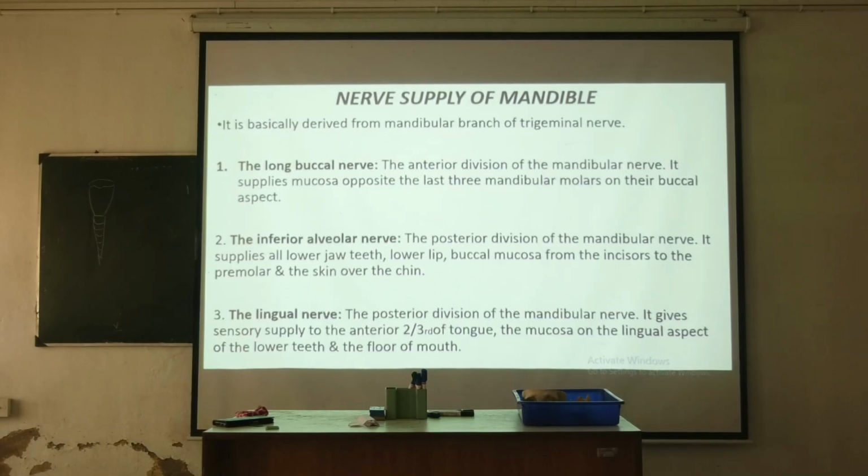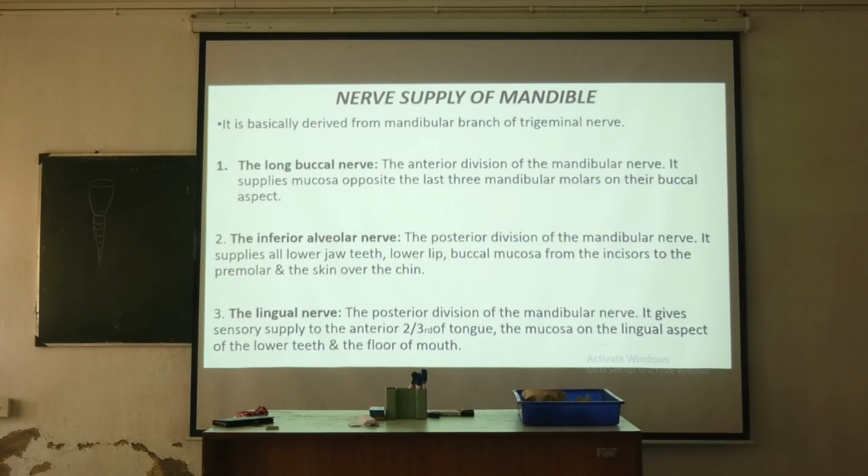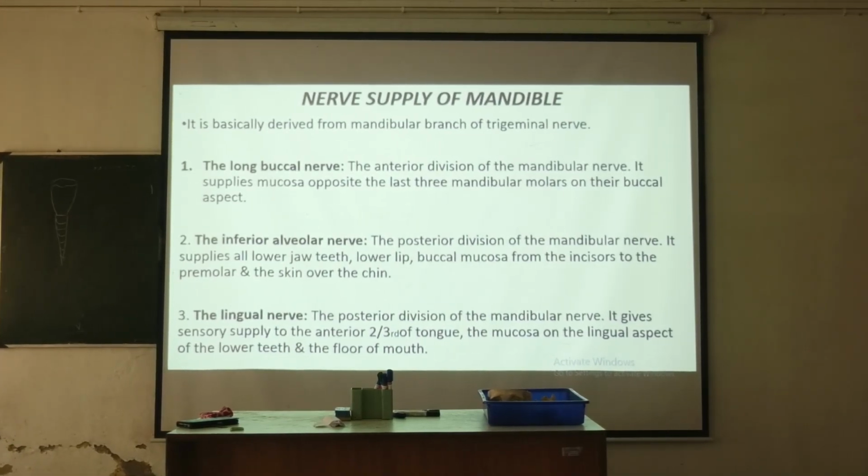Okay, next we go to the nerve supply of the mandible. It is basically derived from the mandibular branch of the trigeminal nerve. Trigeminal nerve has three branches.